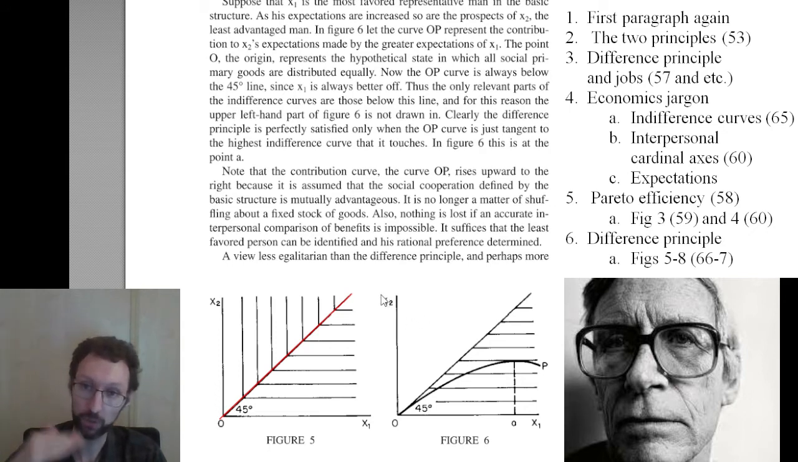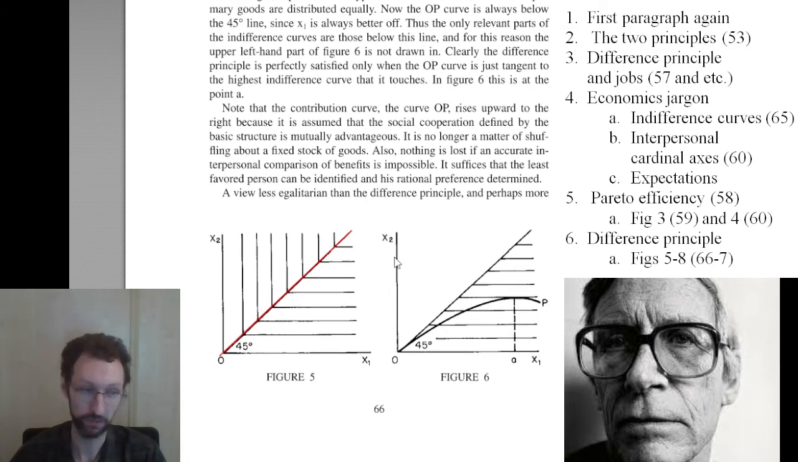And x2, remember, is doing worse than x1 at every point because we're below the 45-degree angle. So the difference principle says we're going to depart from equality. Equality is the 45-degree angle. And we're going to go to this point because it's the highest indifference curve from x2's point of view. x2 gets up here, which is as good as x2 can do when we give more to x1. So this charts how the difference principle tells you to depart from equality. You depart from it by giving as much to x1 as will give the maximum to x2.